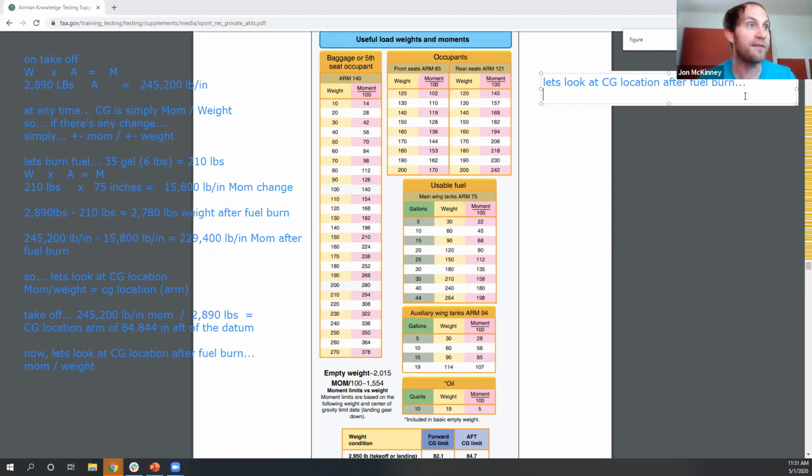So let's take a look at the CG location after fuel burn. Okay, I'm glad you asked. At any time, CG location is simply moment divided by weight. So after the fuel burn, I'm looking over here.